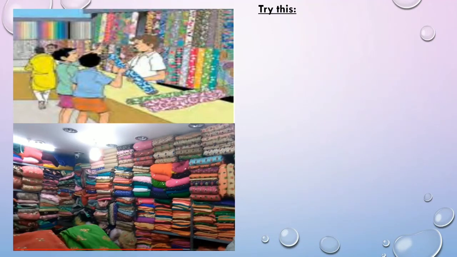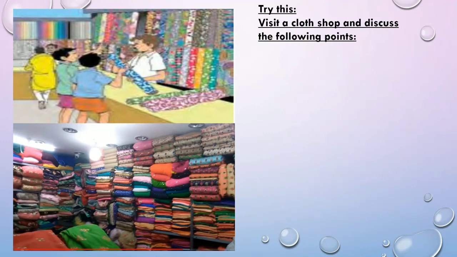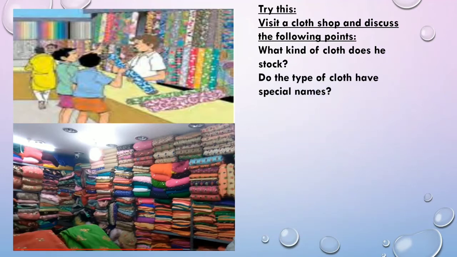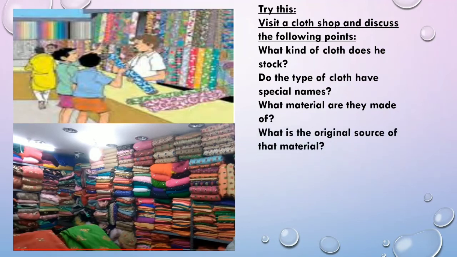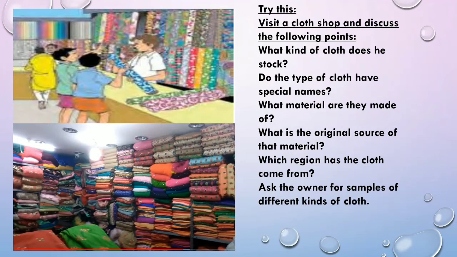Now, children, try this after the lockdown. Visit a cloth shop and discuss the following points. What kind of cloth does he stock? Do the types of cloth have special names? What material are they made of? What is the original source of that material? Which region has the cloth come from? Ask the owner of the shop for samples of different kinds of cloth.